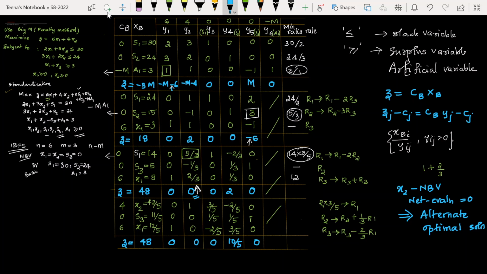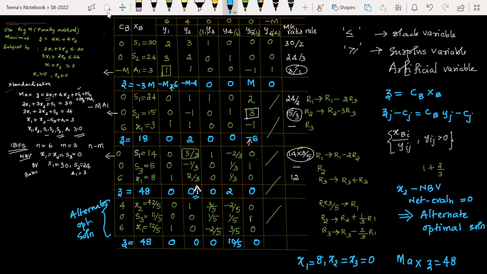Now the next net evaluation is also equal to 0. So again we got all non-negative net evaluations, and hence this solution is also optimal. So this is the alternate optimal solution. So let me write the solution. The first solution is x1 equal to 8, x2 is equal to 0, x3 is equal to 0, and maximum Z is equal to 48.